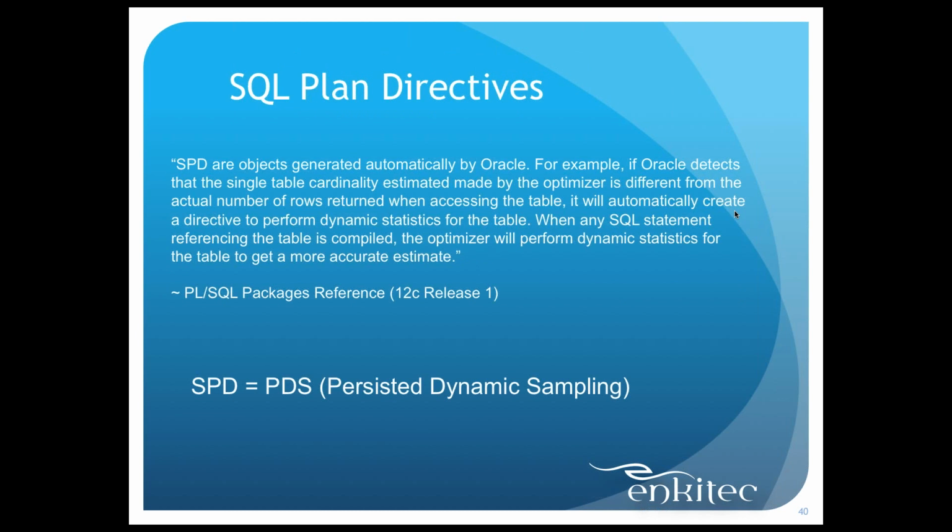Here's just a little note from the 12C release 1 packages reference, but basically it's saying that these SQL plan directives are a way of storing information about statistical information so that it can be reused between executions and actually between statements. So it doesn't store the information on a single SQL ID basis, but basically on the underlying objects, the tables and columns in the queries themselves, so that they can be reused by multiple statements.